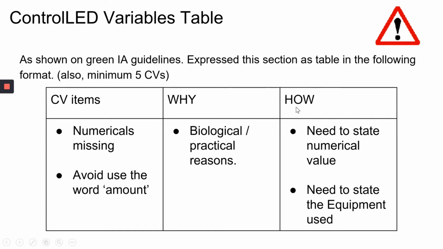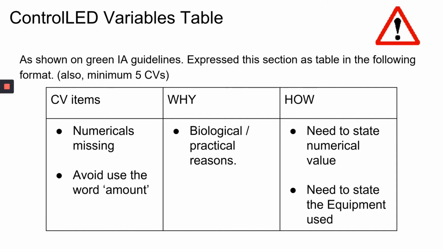There are several things that you need to watch out for. For example, for the controlled variables, you need to include the numbers involved. If you say you need to control the temperature of the experiment, then you need to mention at what temperature, for example, control the temperature at 29 degrees Celsius. Another thing the examiner has mentioned in the examiner report is to avoid the use of the word amount, because the word amount is very unclear. So what can we use instead? We can use the word concentration or volume.